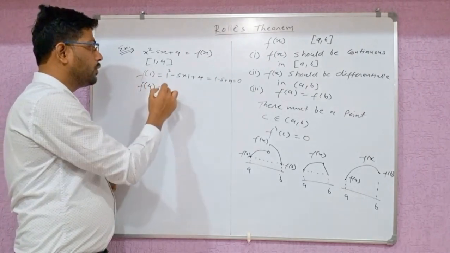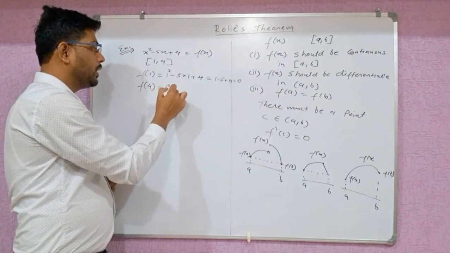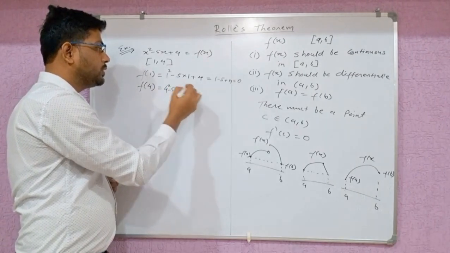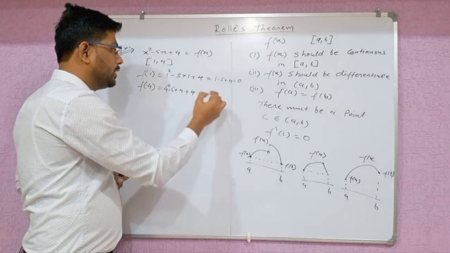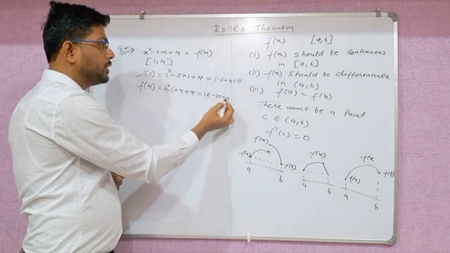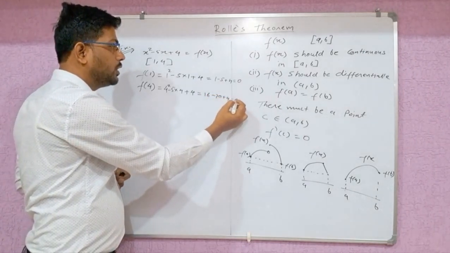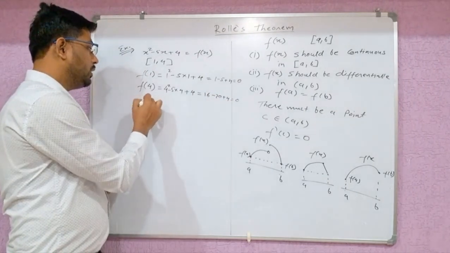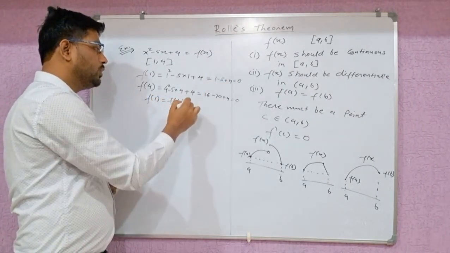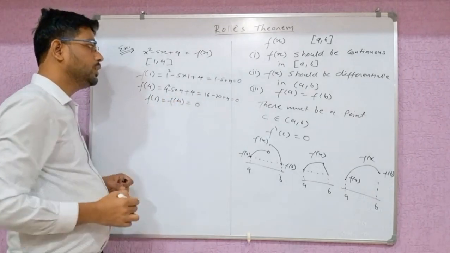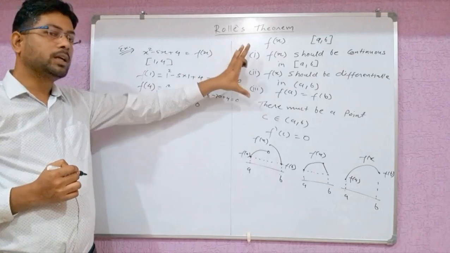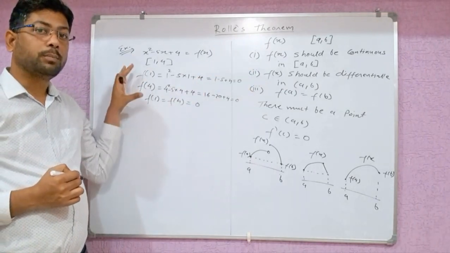Now we'll calculate f of 4. f of 4 will be 4 square minus 5 into 4 plus 4. So this will be 16 minus 20 plus 4, that is 16 plus 4, 20, minus 20. This will again be 0. So f of 1 is equal to f of 4, because both of these are equal to 0. So this third condition is satisfied here. So all these three conditions are satisfied, and we can apply Rolle's theorem here.